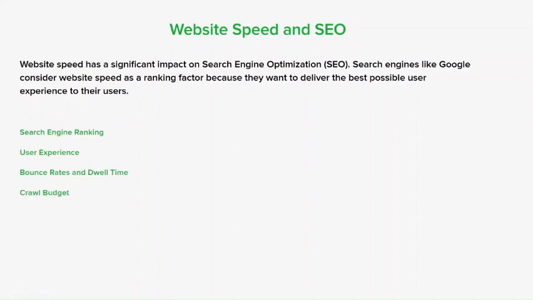Search engines also allocate a crawl budget to each website, which determines how often search bots crawl and index a site's pages. A slow-loading website may consume more of its crawl budget on loading pages, leaving fewer resources for crawling and indexing the most important content. And with mobile devices becoming the primary way users access the internet, Google has shifted to mobile-first indexing. This means that Google primarily uses the mobile version of the content for indexing and ranking. Mobile friendliness, which includes fast loading times on mobile devices, is crucial for SEO.